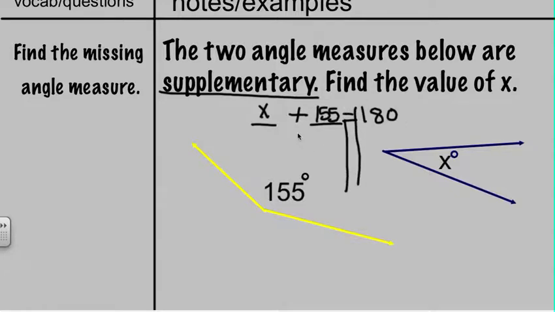I told you they're never going away. They're always going to stay. I know a lot of you won't necessarily show your work, but it would be best if you did. You're solving for X. It's being bothered by the 155. I need to subtract 155 on both sides, and X would equal 25. And in this case, since it's a measurement, it's 25 degrees.